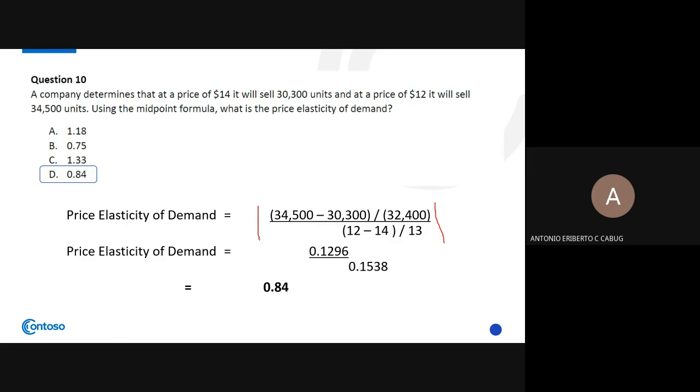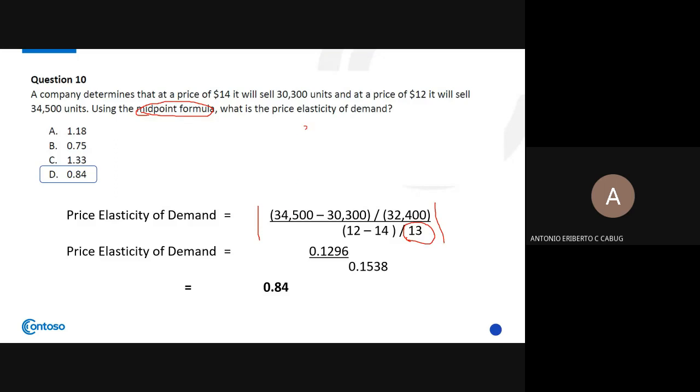Ulitin ko. What is the purpose for using the midpoint formula? To make the results consistent. Whether you go from here to here or here to here. Katulad dito, 12 to 14 man or from 14 to 12, you will arrive at the same conclusion when you divide them by the average of this. So using the midpoint formula, the price elasticity of demand is 0.84.